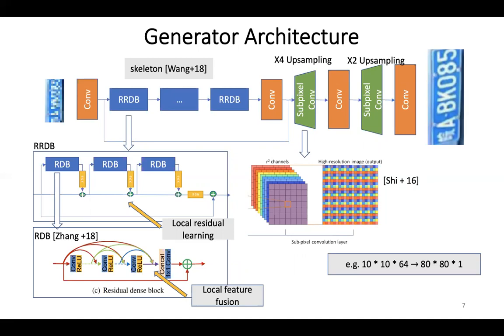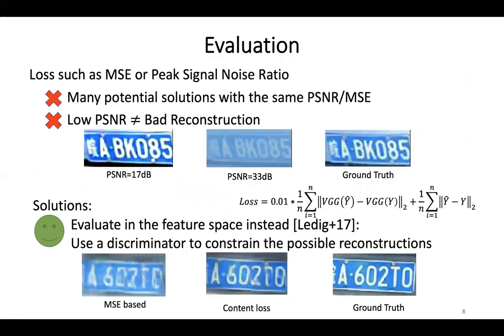Our model also benefited a lot from what's called local feature fusion and local residual learning, defined in this paper. Because our model is extremely deep, we have 10 RRDB blocks here, which means more than 100 layers of convolution and batch normalization. Without the residual learning, we wouldn't be able to train a model this deep.